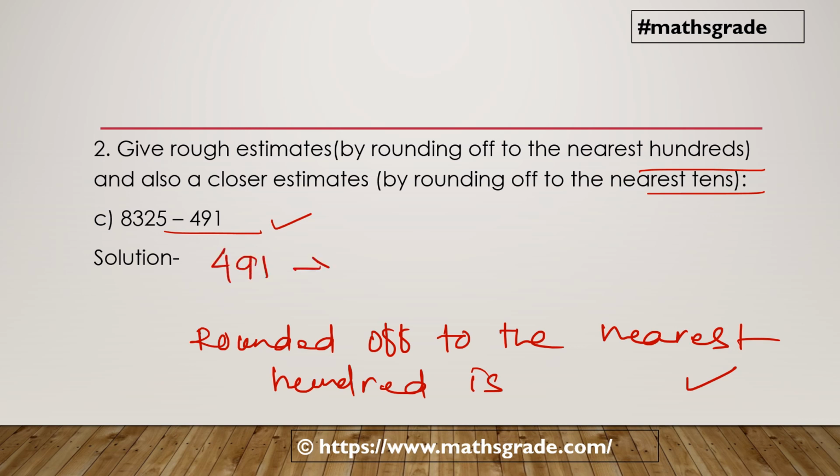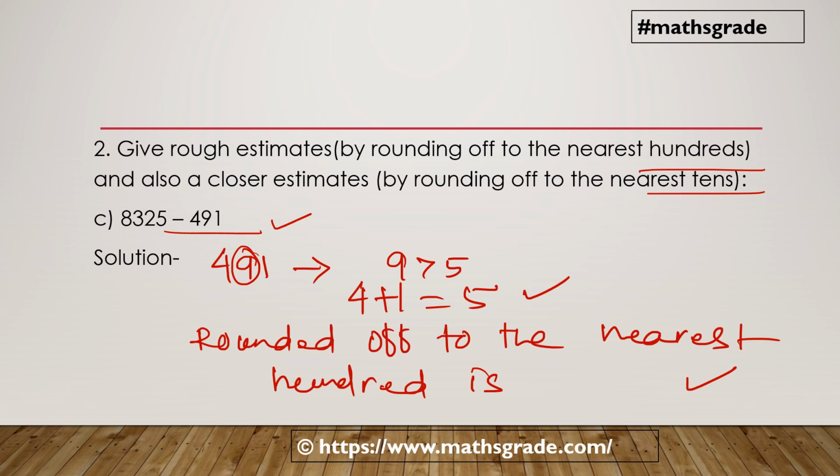Now 491. We round off this number to the nearest 100. In the tens place, the digit of 491 is 9, and 9 is more than 5. So just add 1 to the hundreds place digit, that is 4. 4 plus 1 is 5.